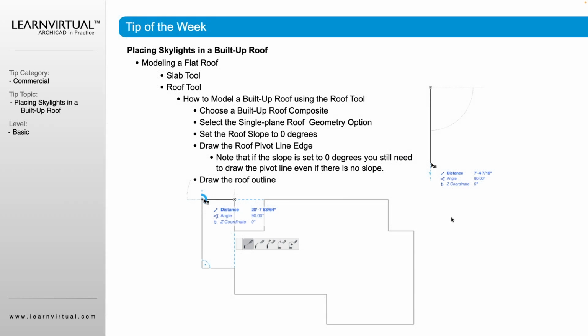We would go ahead and choose our pivot line. Not super important when we're building a flat roof, but it definitely needs to be there even if there is no slope. And we're going to draw out our roof outline.